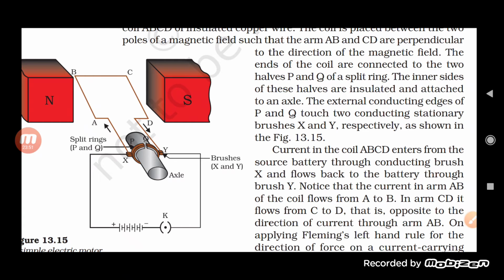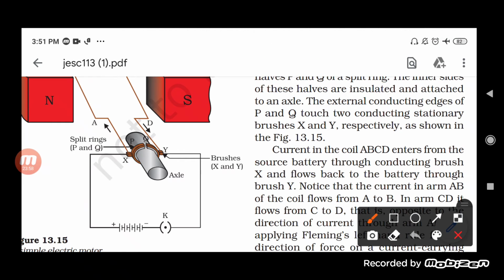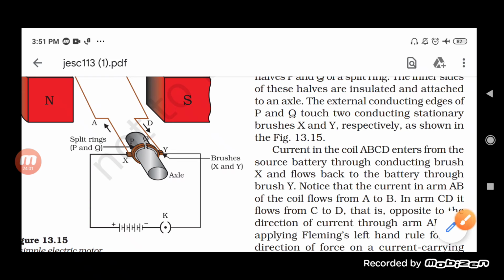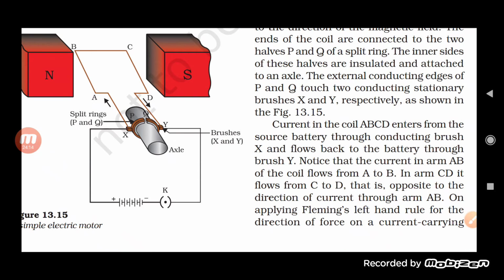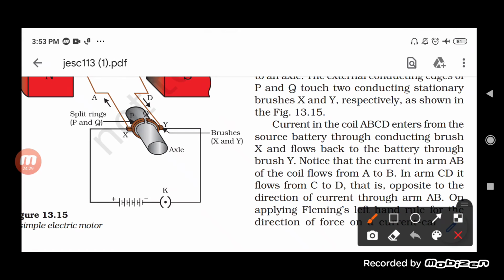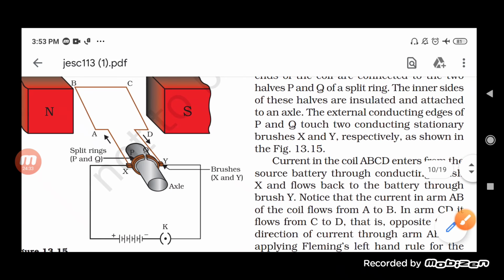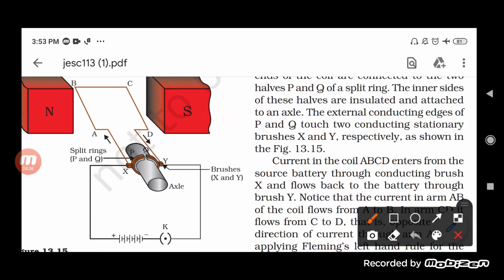Now what happens? When current enters the coil ABCD from the battery, the current will enter from the source of the battery through the conducting brush X, and flow back to the battery through brush Y. When the current flows through the coil ABCD, it enters from the battery. This is the battery, students, and it produces the current. Through the brush, which is X, it enters the rectangular coil.